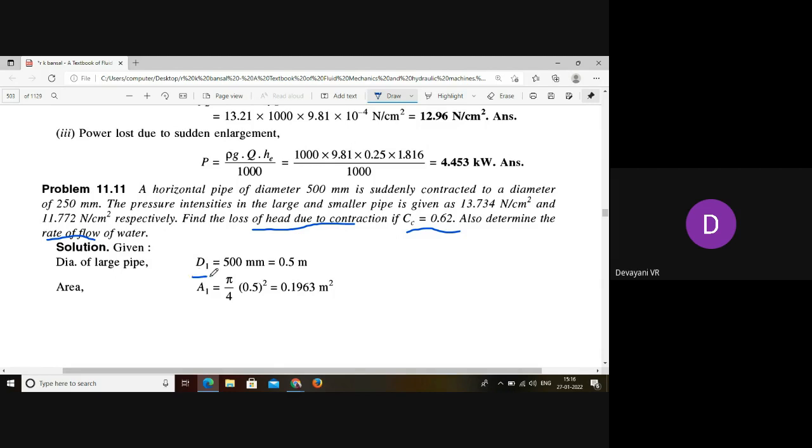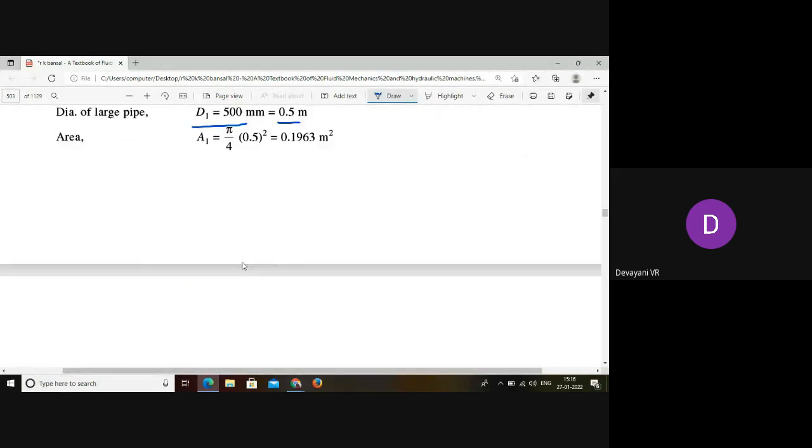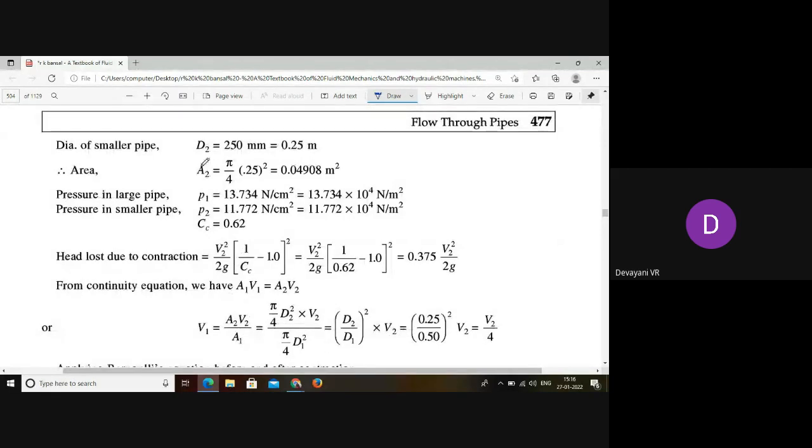The diameter before contraction, that is d1, is 500 mm, converting into meters 0.5. Then calculate the area. A1 is given as pi d1 square by 4, that is 0.1963 meter square. Then after contraction d2 is 250 mm, that is 0.25 meters, and the area will be pi d2 square by 4. Then we get 0.04908 meter square. Then pressure P1 is given in Newton per centimeter square. To convert into meters of head, we should multiply with 10 power 4, and similarly P2 also.